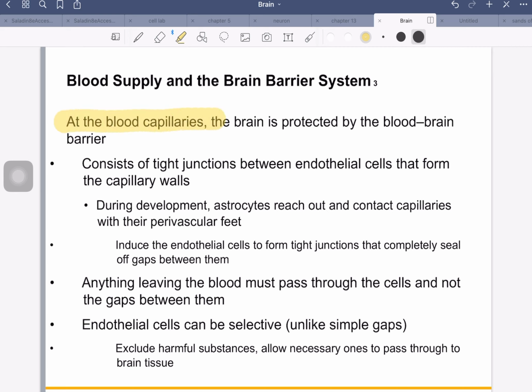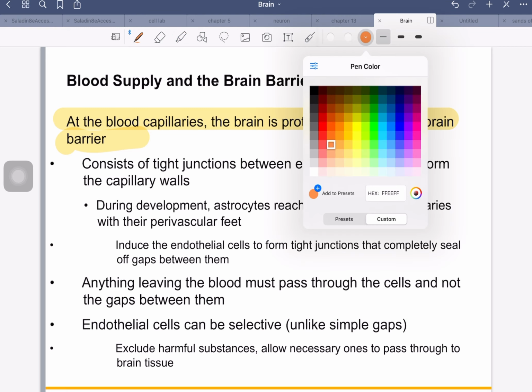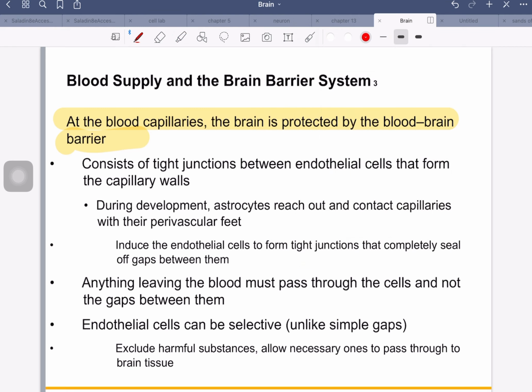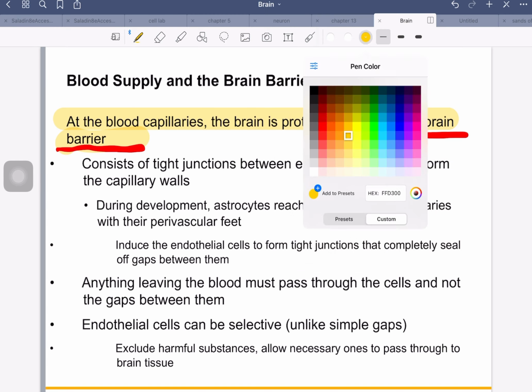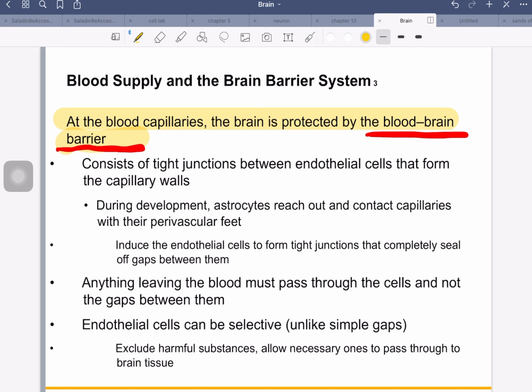So at the blood capillaries, the brain is protected by the blood-brain barrier. And let's just underline that to emphasize it. So it's the blood-brain barrier. And here we're really looking at tight junctions. Tight junctions play a big role here. So, tight junctions between the endothelial cells.